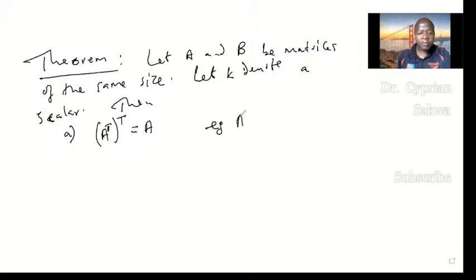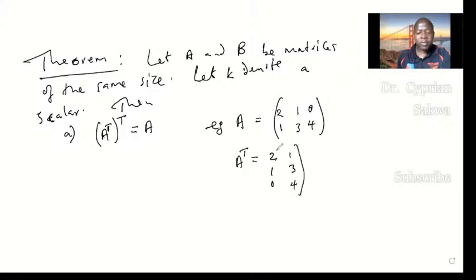If A is 2, 1, 0, 1, 3, 4, then what is the transpose of A? The transpose of A, we said, we write the rows as the columns. So the first row here becomes the first column, and the second row here becomes the second column. So this is the transpose of A.